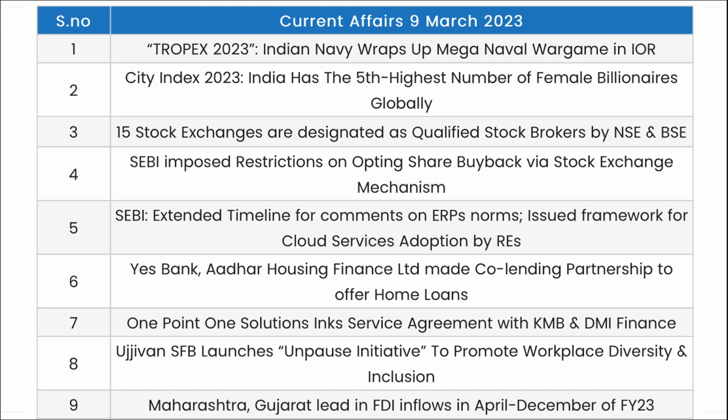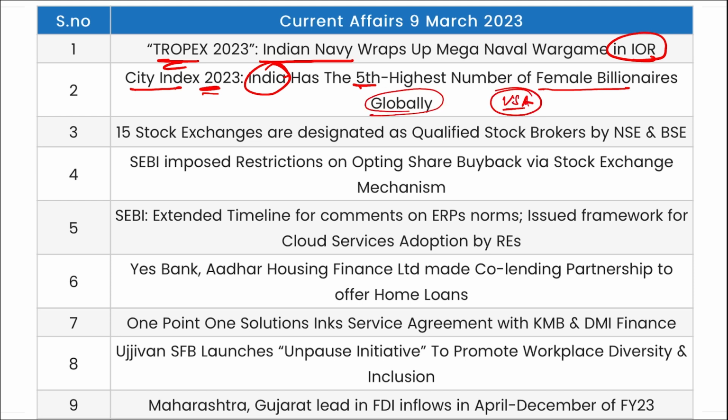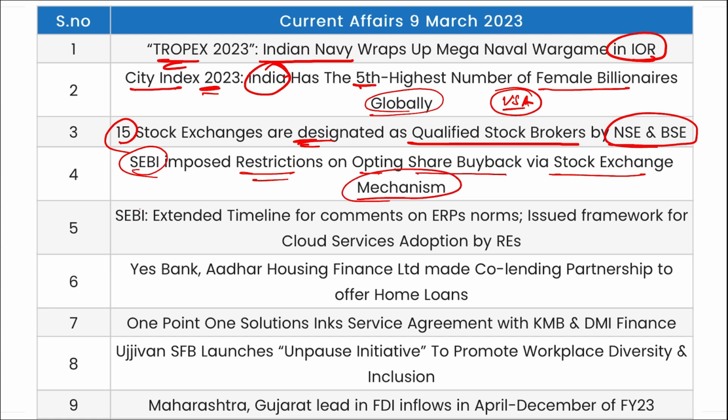Now let's go for one-liner revision. Tropac exercise, it was hosted by Indian Navy and it was in the Indian Ocean region. Then City Index 2023 was released and India here ranked 5th with the highest number of female billionaires globally, and USA was on the top. 15 stock exchanges are designated as qualified stockbrokers by NSE and BSE. SEBI has imposed restrictions on opting share buyback via stock exchange mechanism.